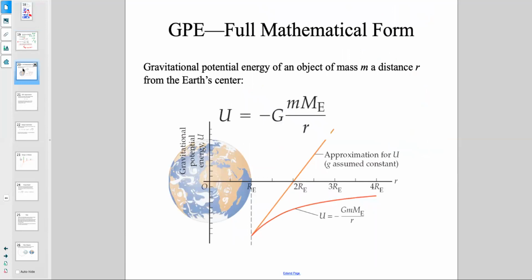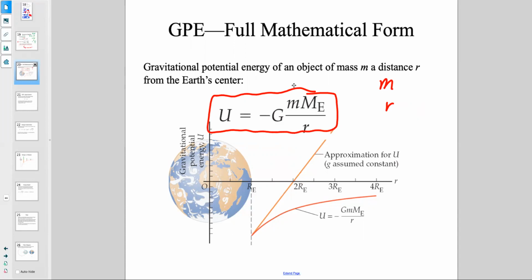So gravitational potential energy, a full mathematical form of it. Gravitational potential energy of an object of mass m at a distance r from Earth's center, so I have m and r, would be this form: negative G m M_E over r.